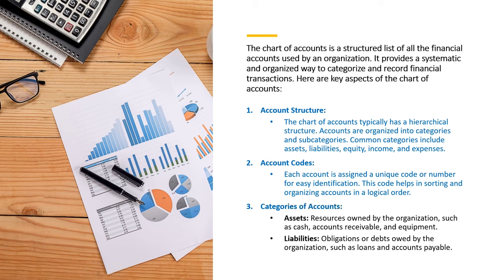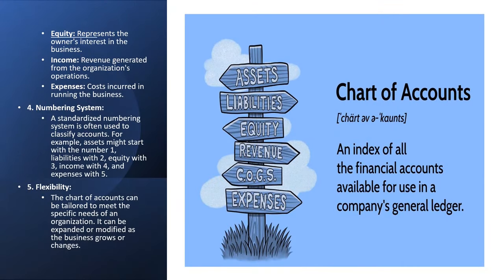3. Categories of accounts. Assets: resources owned by the organization, such as cash, accounts receivable, and equipment. Liabilities: obligations or debts owed by the organization, such as loans and accounts payable. Equity represents the owner's interest in the business. Income: revenue generated from the organization's operations. Expenses: costs incurred in running the business.